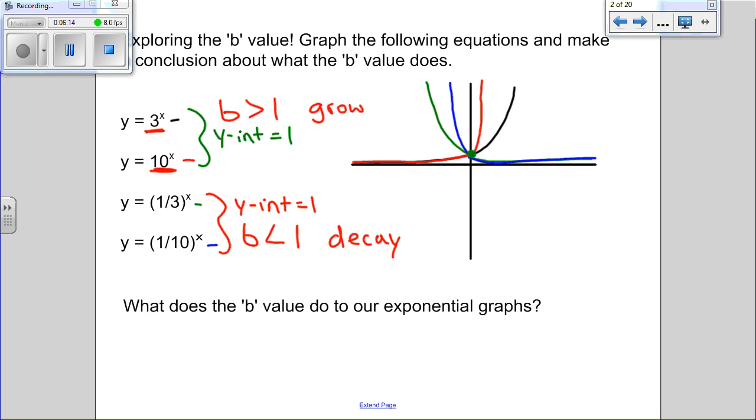We're going to talk more and more about growth and decay as well, especially once we get into word problems, because they're going to make sense. You're going to be like, I get it. We want that to increase, so we need a value bigger than 1. We want that to decrease, we want it less than 1.